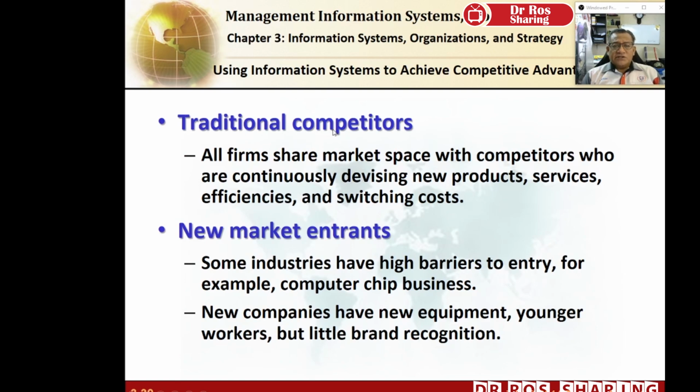First, we have the traditional competitor. A traditional competitor is where all companies share market space with the other competitors. For example, Malaysia Airlines shares about the same competitors with Thai Airlines and perhaps Singapore Airlines as a premium airline. They compete for the same customers.